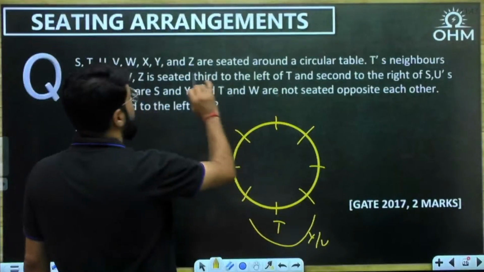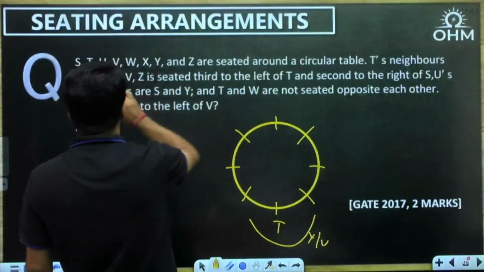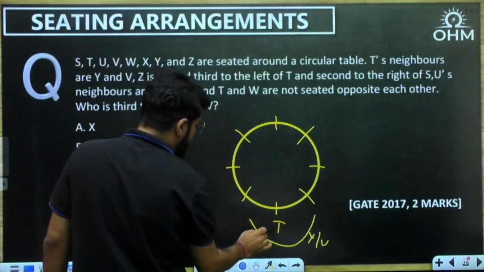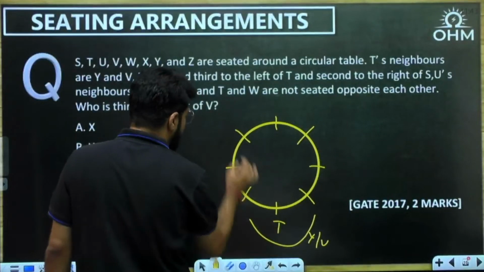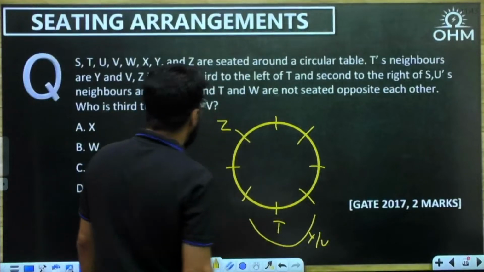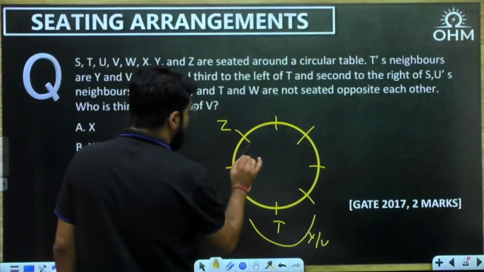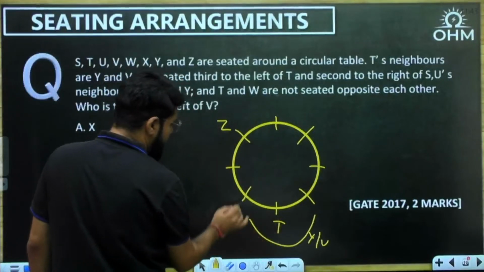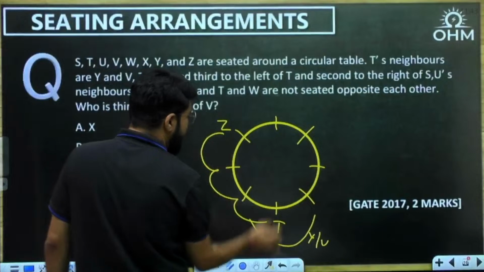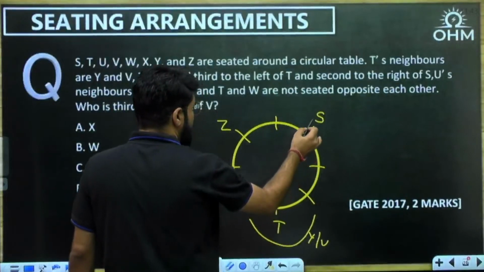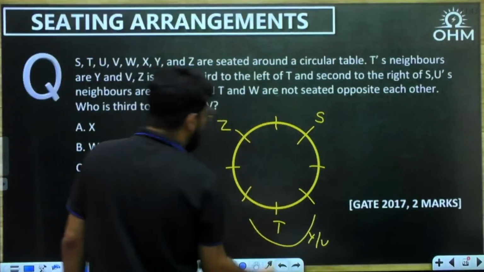Now everybody is facing towards the center and T's neighbors are V and Y. Z is third to the left of T. 1, 2, 3. And second to the right of S. Same person Z, third to the left of T, and second to the right of S. This must be S. This is the right side. So S is also obtained.